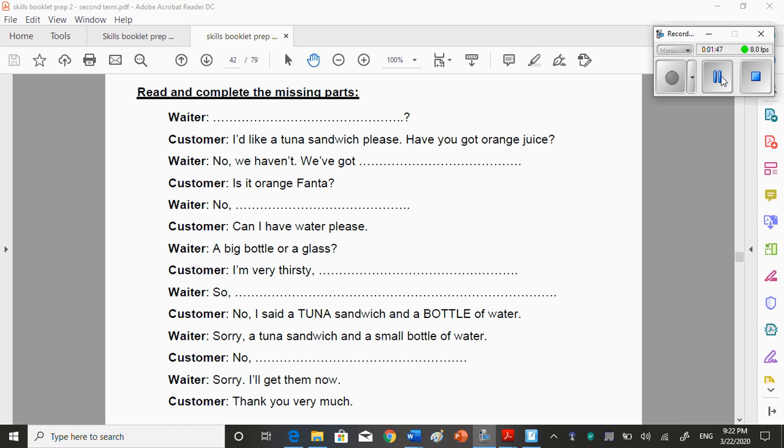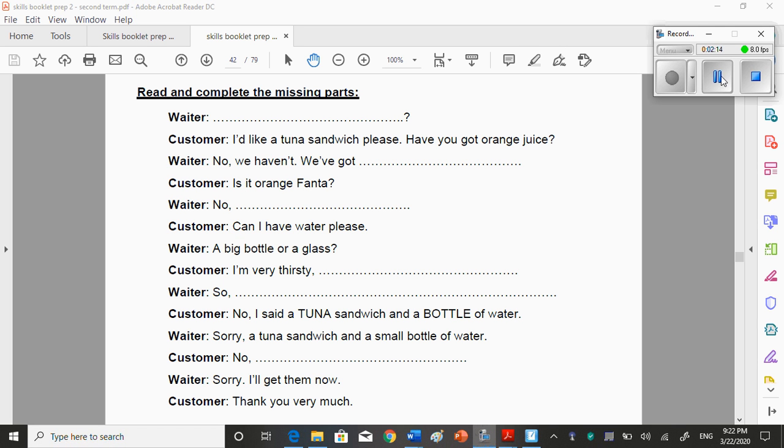By now, we may guess what the missing words are. So the waiter would ask, what would you like to have? Because he said, I'd like a tuna sandwich, please. Have you got orange juice? No, we haven't. We have got, for example, we can say milk, water, and Fanta, because he said orange Fanta. That's why we have to mention it.